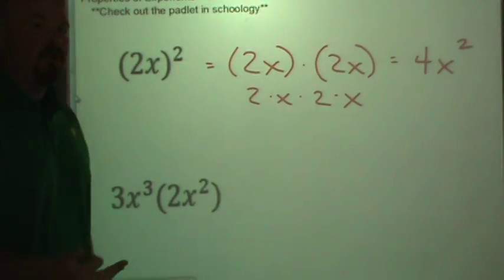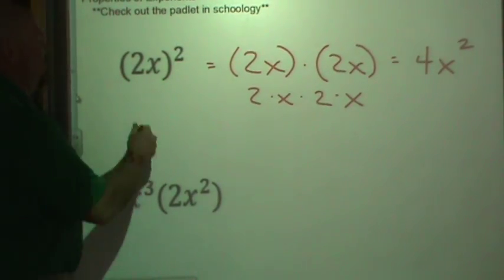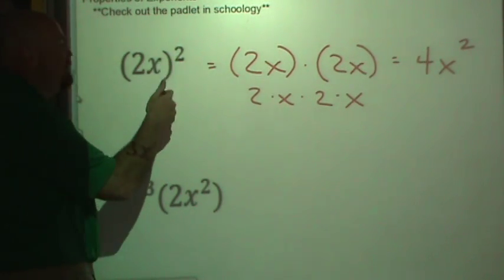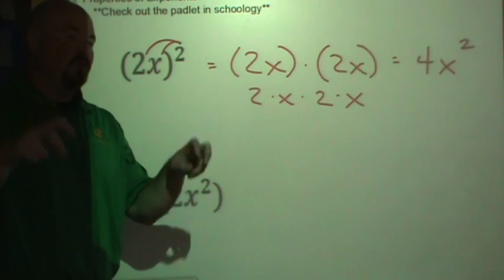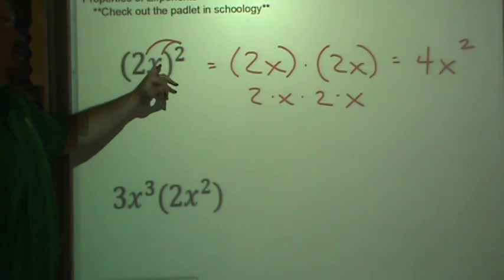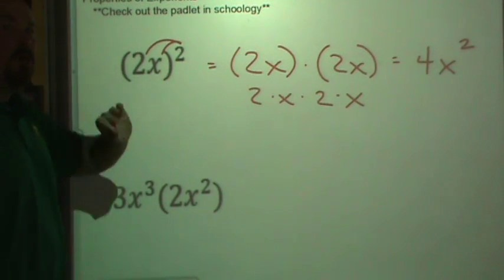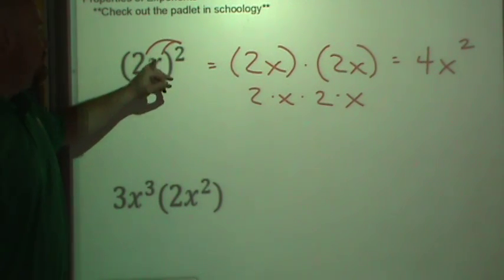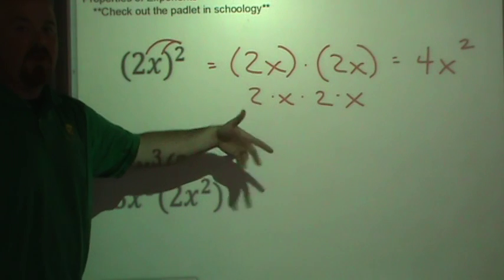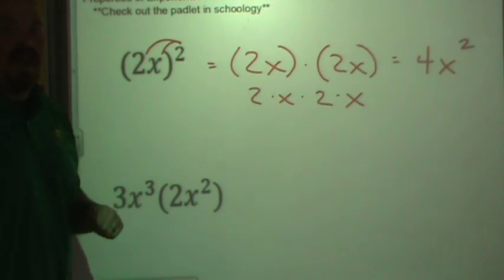Now, what's the property? What's the shortcut? The shortcut is when you have a product that's raised to a power, you can, for lack of a better word, distribute that power to each term in the product, each part of that product. The integer coefficient, the variable, if there's more than one variable, it goes to all of those values.